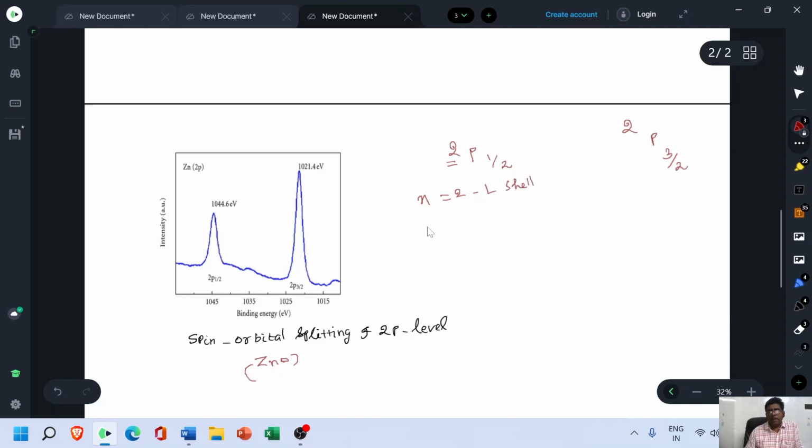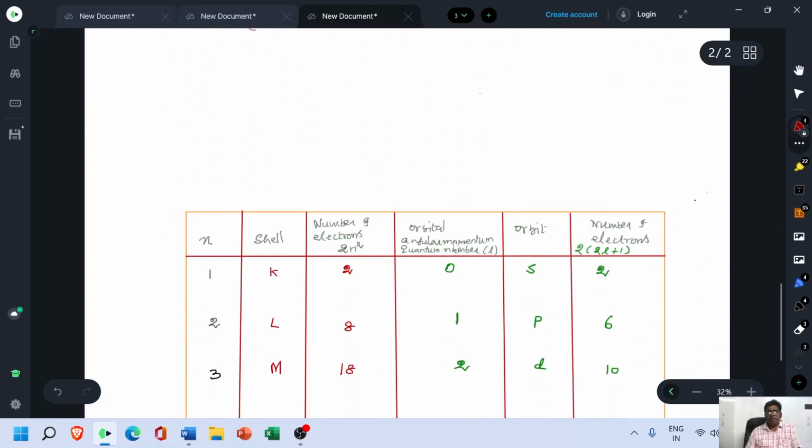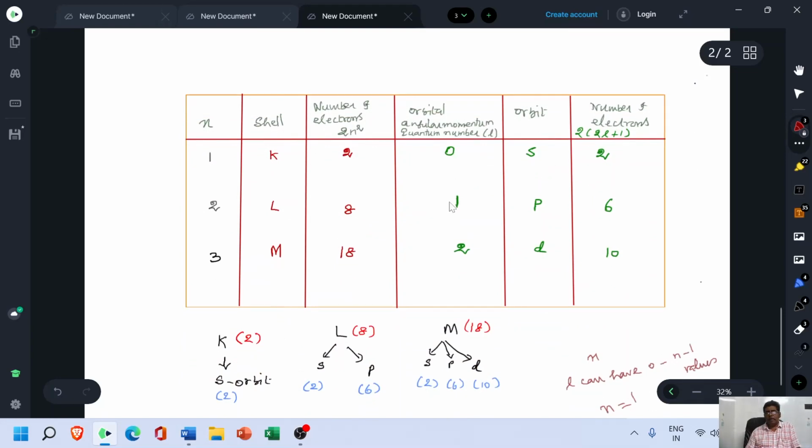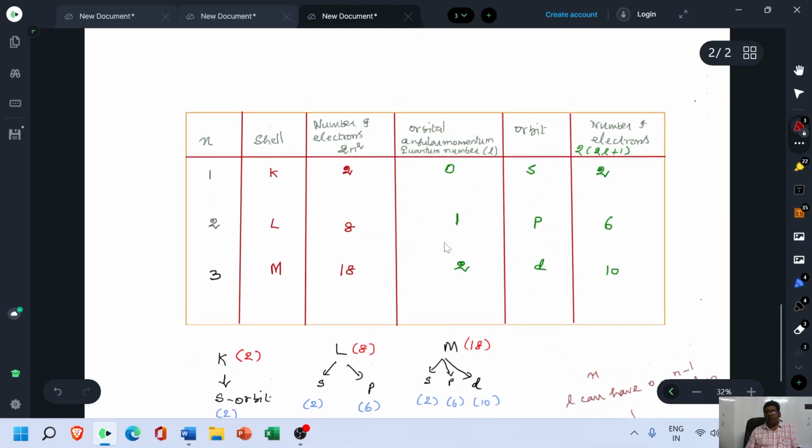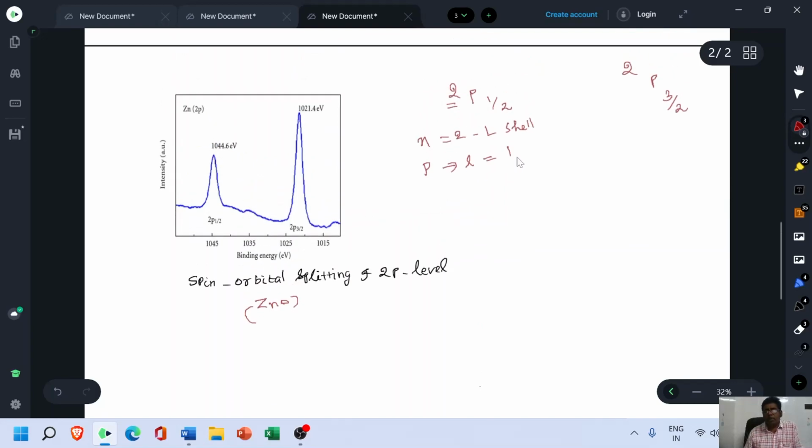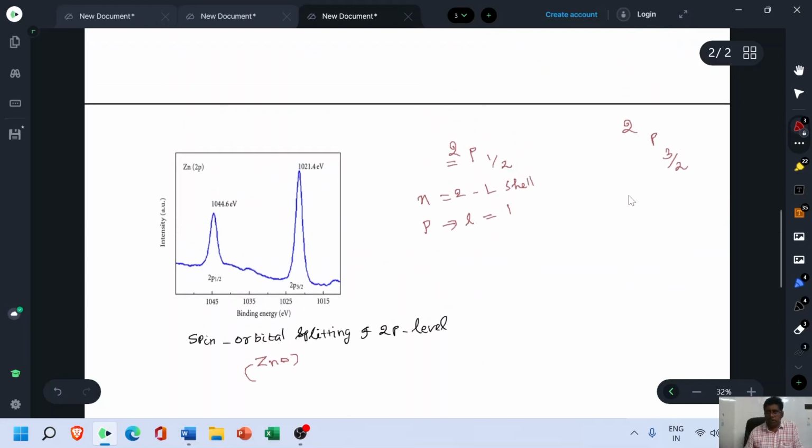Here p represents the orbital angular momentum quantum number l equal to 1, because l equal to 0 represents the s orbital. p stands for l equal to 1. Here the orbital angular momentum quantum number l is equal to 1. The 1/2 is our j. Here j equals 1/2. In this case, n is equal to 2. p represents the orbital angular momentum quantum number, that is 1, but j equals 3/2.